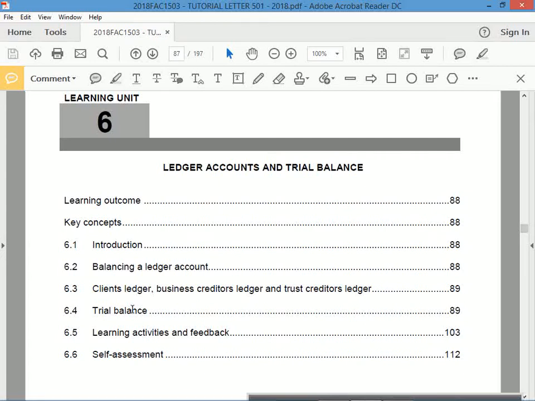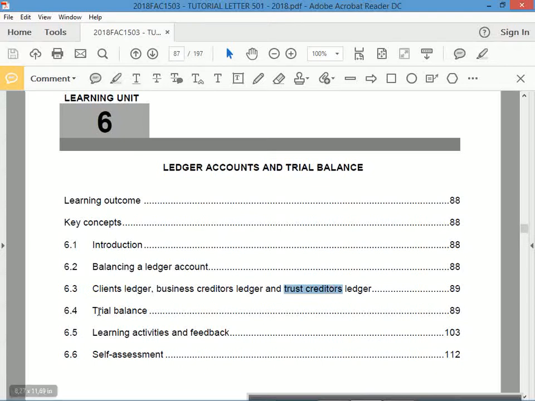it's a lot of revision here. Balancing a ledger account, that you should know. Okay, add up the debits, add up the credits, and compare which one is bigger, and then balance off the accounts. Client ledger accounts, we'll look at that in more detail, because you've got the client's books and you've got your books. Then you've got trust creditors ledger, business creditors ledger. Obviously, trust creditors refer to the clients. Okay, money that you've been given by them, that's not yours, that's theirs.